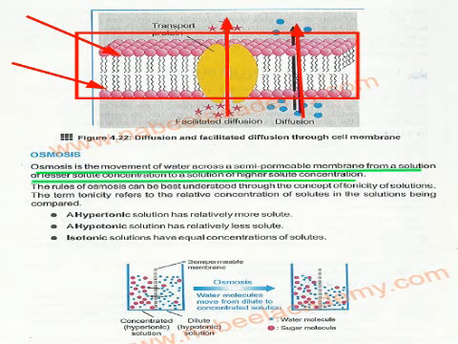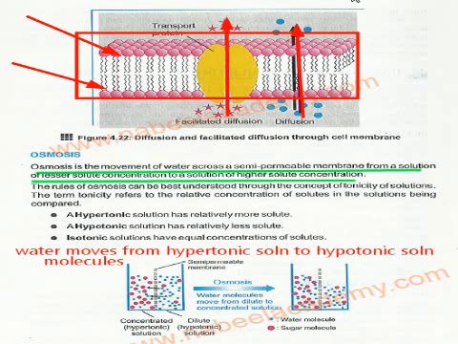Now, if I give you an example, first you have to know what is a hypertonic solution and what is a hypotonic solution. Hypertonic means, hyper means more, so a hypertonic solution has more solute. Solute can be sugar, solute can be salt. If you put sugar in water, the sugar acts as a solute. If you put salt in water, the salt acts as a solute.